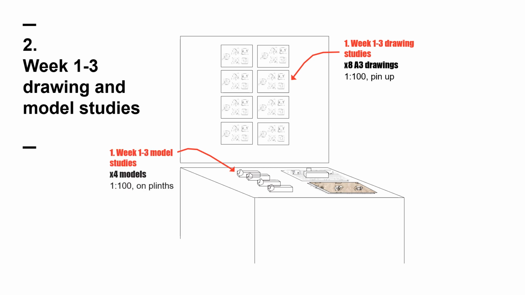Your models should be on plinths. They could be on individual plinths or the 4 models could be on one plinth. Your plinth might be made of plaster or timber, could be perspex. It's up to you to think about how you will most clearly show your models in the time that you have available. The idea of the site plan is that your 1 to 100 models are able to be put into the site plan so that you can show context.